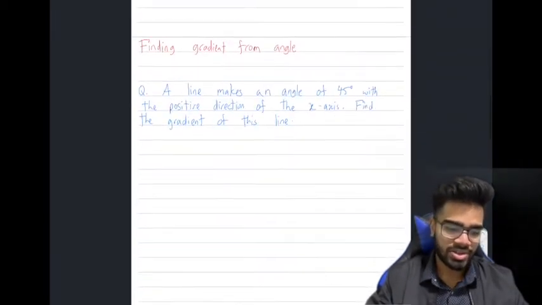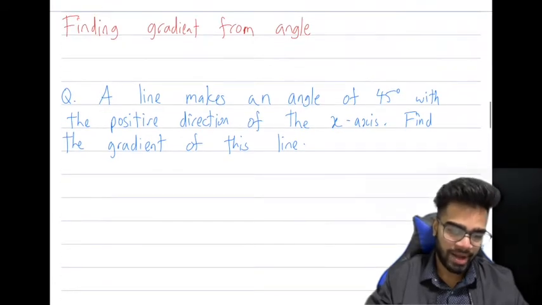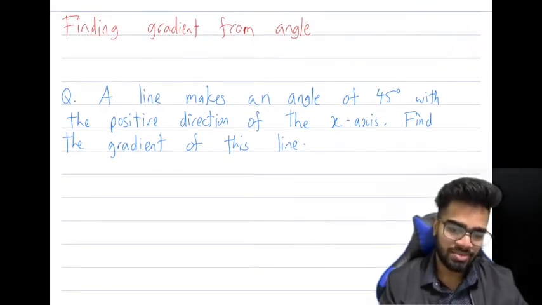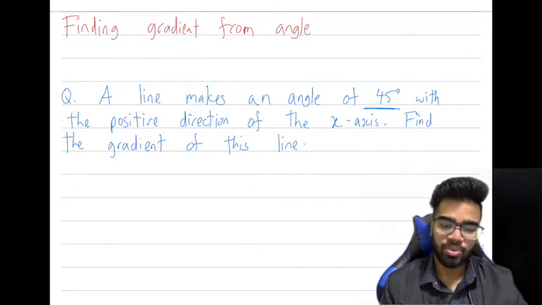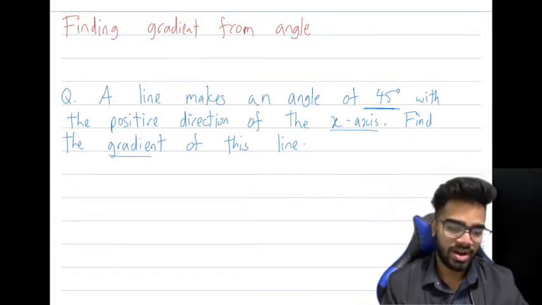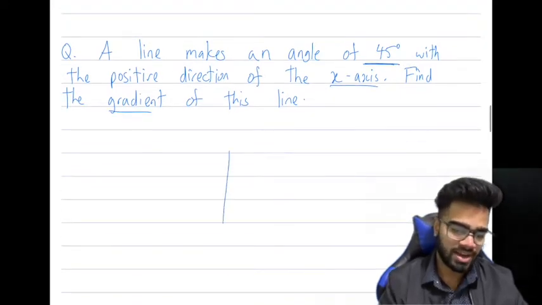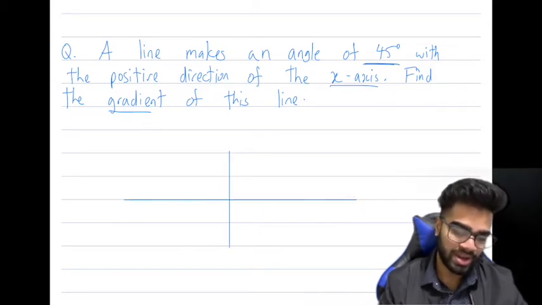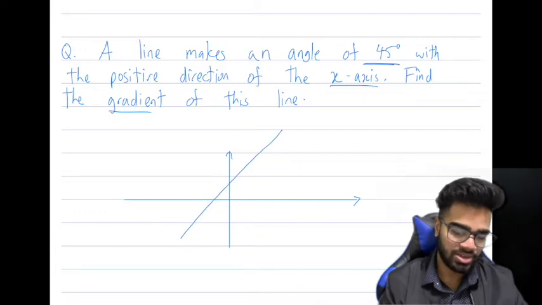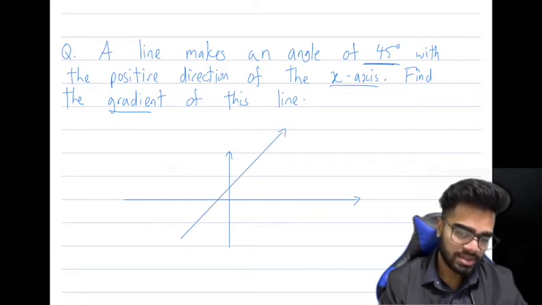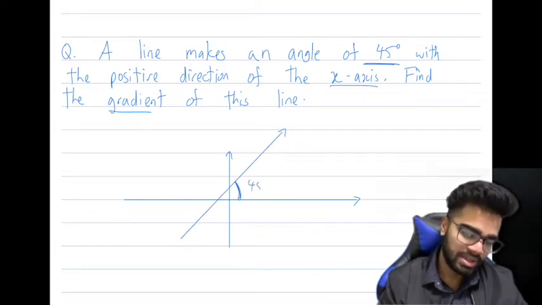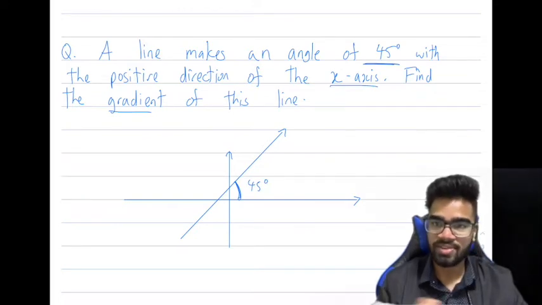So now let's look at the other way around. So this time, the question is telling me the line makes an angle of 45 degrees with the positive direction of x-axis. Find the gradient of this line. Well, this time, the question is giving us the angle and asking us to find the gradient, so the opposite way. So let me show you what I mean. So let's say you got a line here. Now it's saying that this angle here is 45 degrees. So it's giving us degrees now.